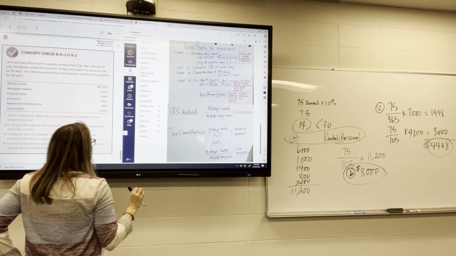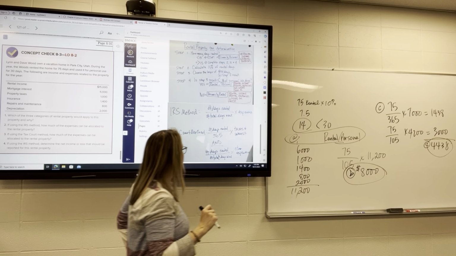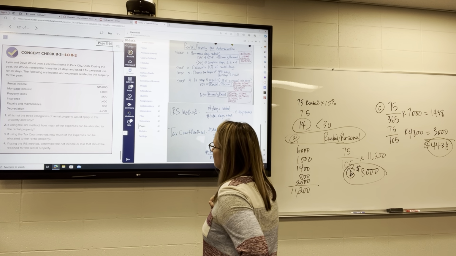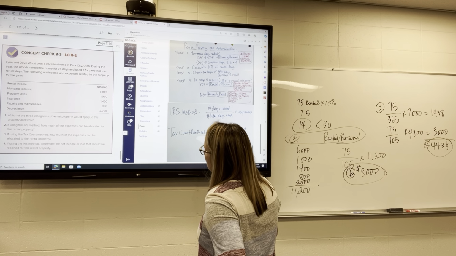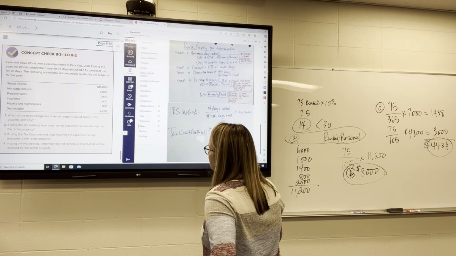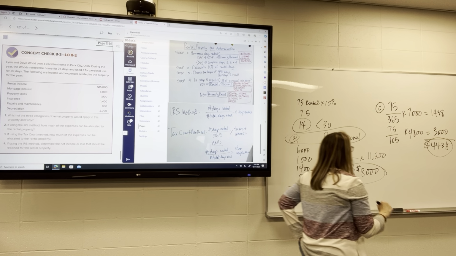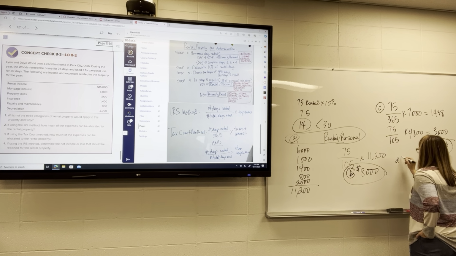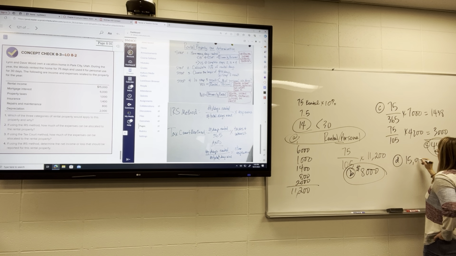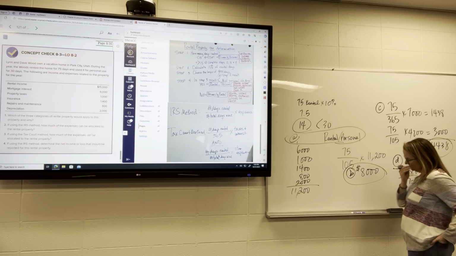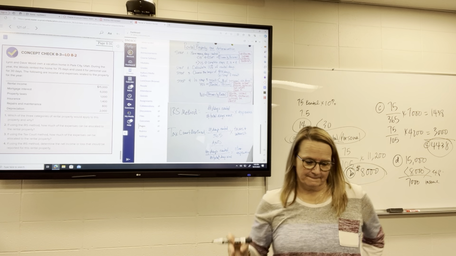If using the IRS method, which is the first method, determine the net income or loss that should be reported for this rental property. Pretty easy. So D: 15,000 income minus 8,000 expenses, $7,000 of income. Let's see if I'm right.